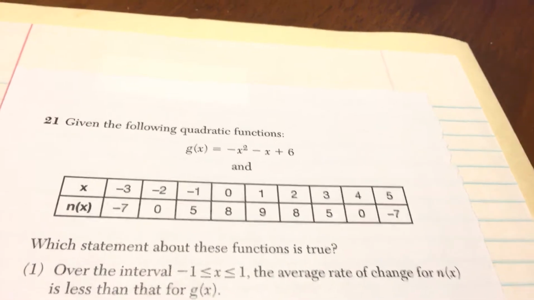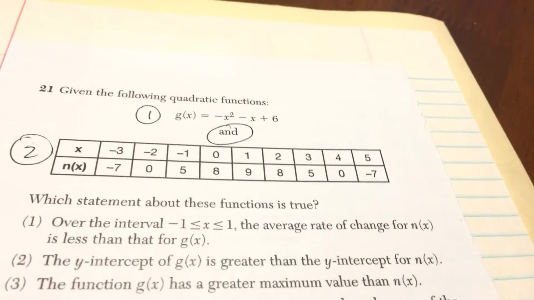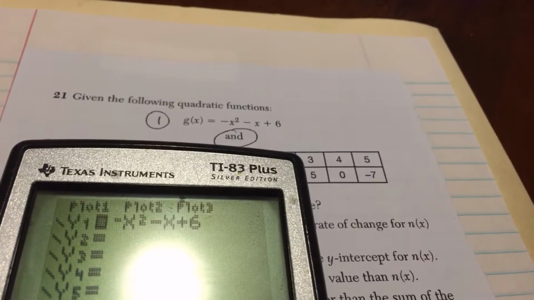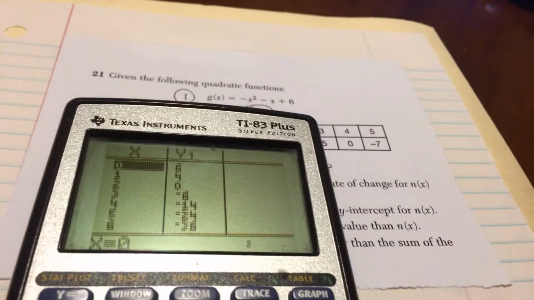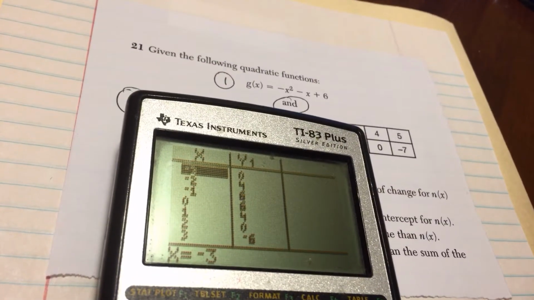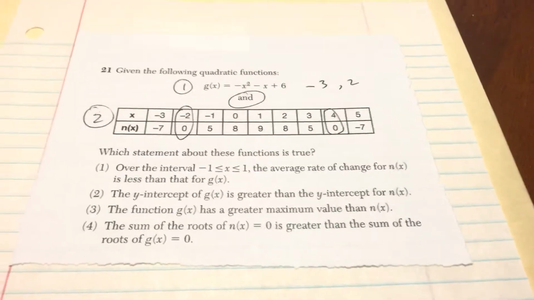In number 21, they give you a table of some function. Notice this word and. They have function 1 and function 2. Since I don't have a table, I'm going to put that top one on my calculator, then go to table and compare some stuff here. Notice that this parabola crosses the x-axis. The roots are negative 3 and positive 2. It looks like the roots of this one are negative 2 and 4.